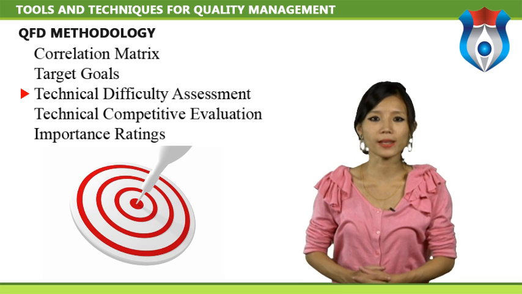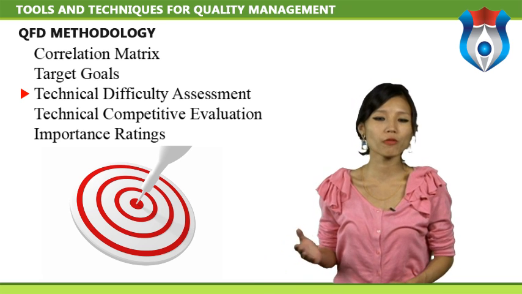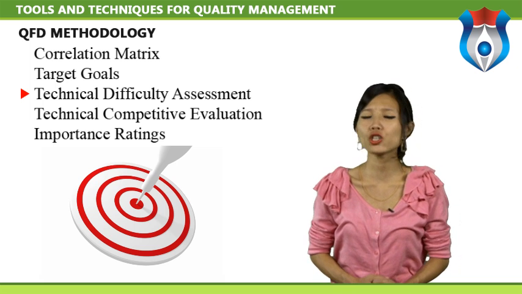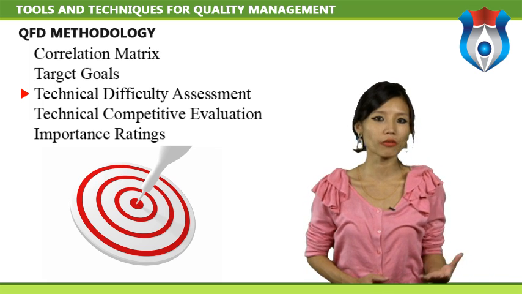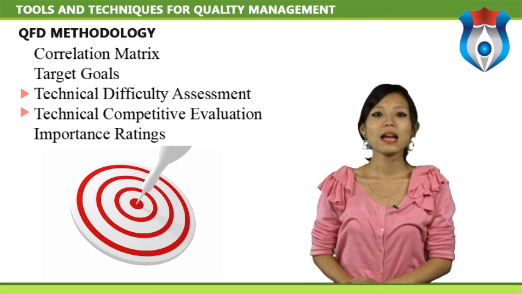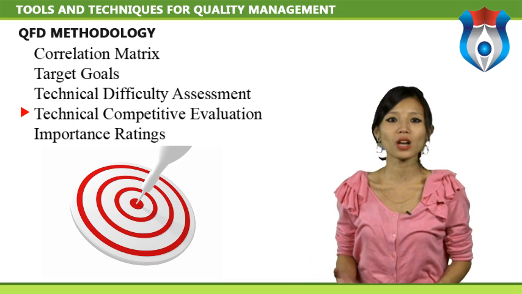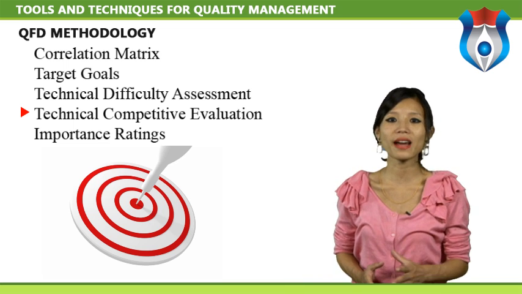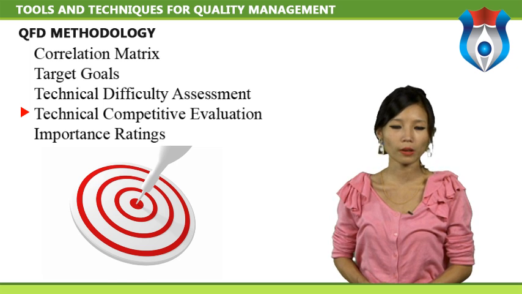Technical difficulty assessment. The technical team conducts the assessment. It helps to establish the feasibility and reliability of each how item. 1 to 5 ratings are used to quantify technical difficulty, with 5 being the most difficult and 1 being the easiest. Technical competitive evaluation. It is used for comparing the new product with competitors' products to find out if these technical requirements are better or worse than competitors'.